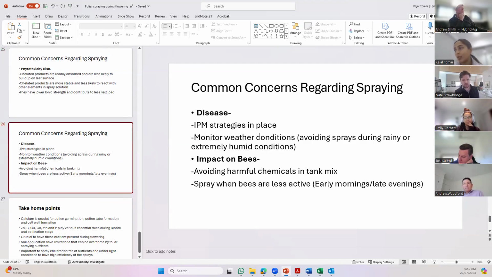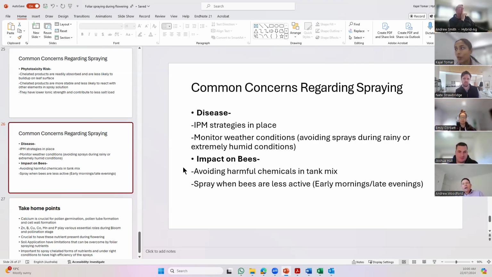So obviously that's one that comes out of concerns about high humidity or temperature while spraying during flowering. So it's important to monitor the weather conditions, avoid spraying when it's extremely humid, watch out for slightly better weather conditions, and have a good IPM strategy in place.